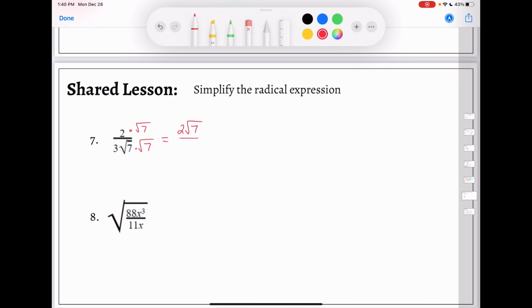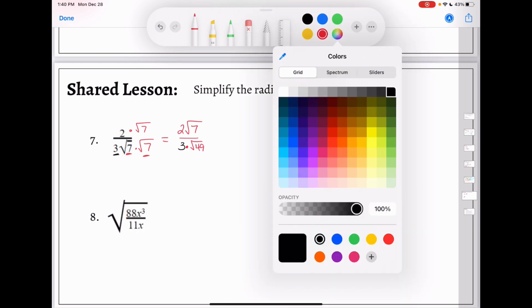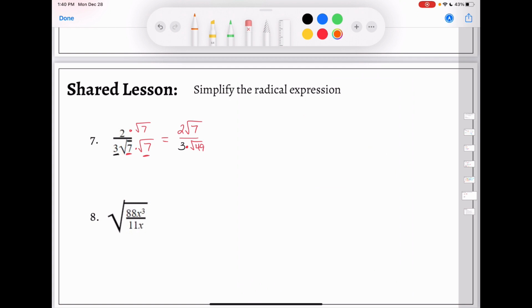On the bottom, the 3 is still going to just stay put. But now I have radical 7 times radical 7, and so that's going to become 7. Now notice I'm multiplying these, so I'll have 3 times 7 down at the bottom. If that was a little confusing for you, we can write the radical 49 here on this one if you want to, just so you can wrap your brain around it a little bit easier.